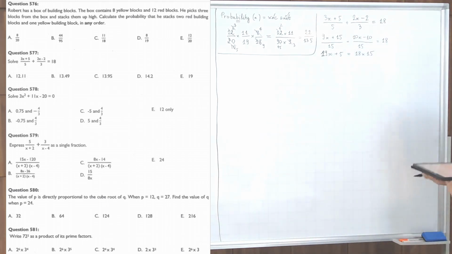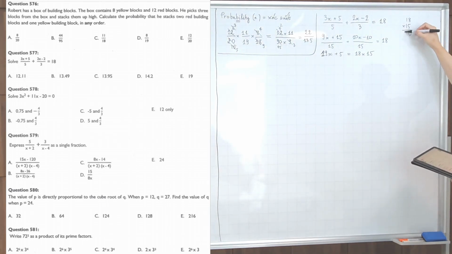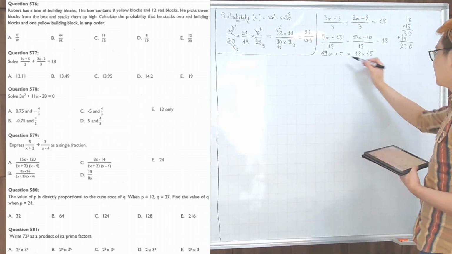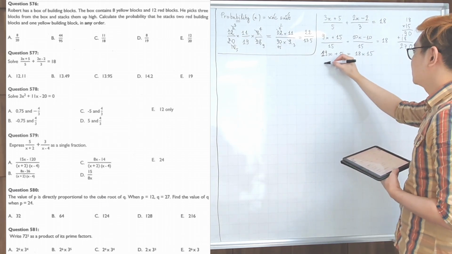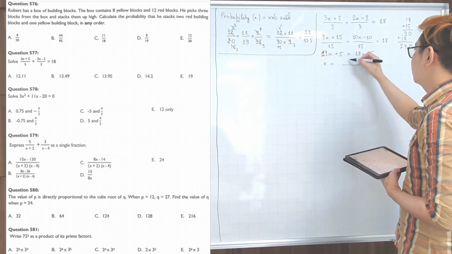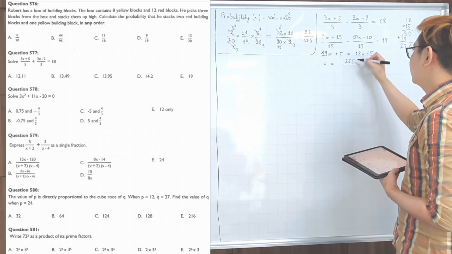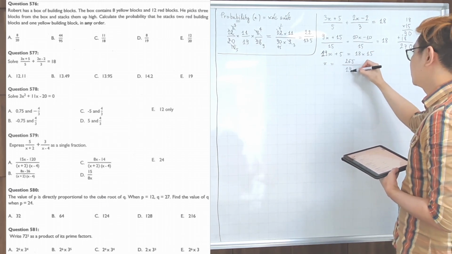Now, what is 18 times 15? Like 8 is 40 plus 9, 18. So 270, isn't it? 270 minus 5 is 265. So x equals 265 divided by 19.